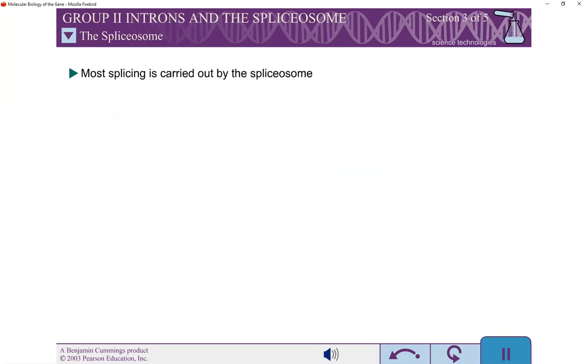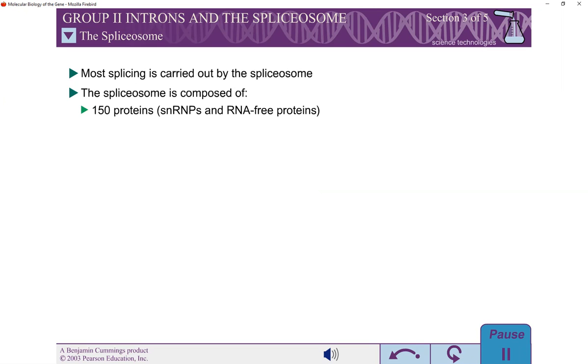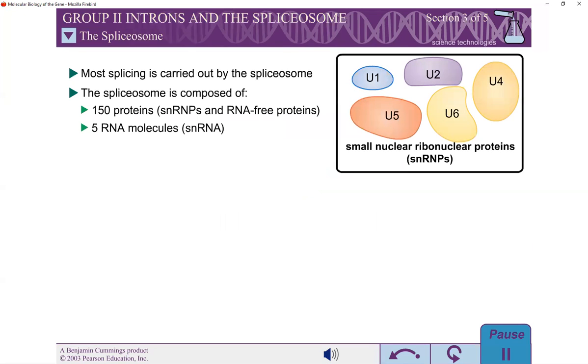For almost all introns, splicing is carried out by a huge complex called the spliceosome. This complex is composed of 150 proteins and 5 RNA molecules called small nuclear RNA. Each of these RNA molecules is complexed with several proteins to form complexes called small nuclear ribonucleoproteins, or snRNPs.